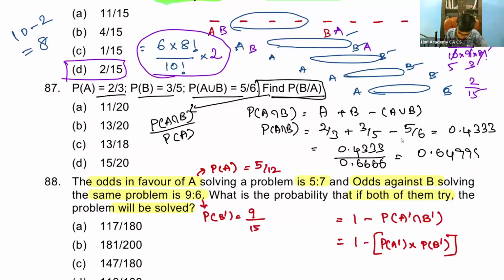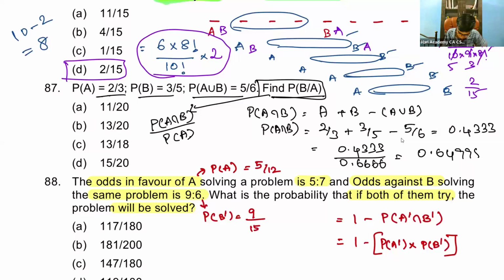Then the odds in favor of A are given. Odds in favor of A they are given. So P of A they are given as 5 by 12. Odds in favor of solving a problem is 5 by 7. So it is 5 by 12. Odds against solving a problem. Odds against means it's the negative. Of solving a problem means they are giving P of B dash.